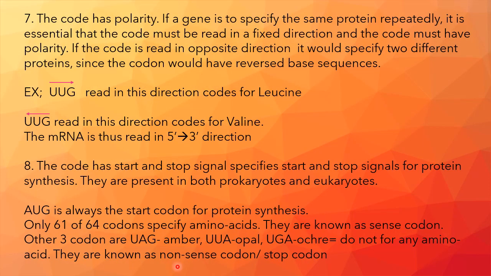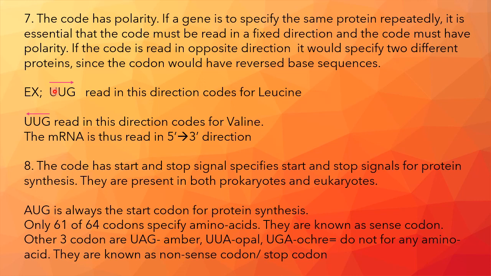Then the next is the code has polarity. If a gene is to specify the same protein repeatedly, then it is essential that the code must be read in a fixed direction and the code must have polarity. That means reading the gene in a proper direction is very important if that same gene has to specify the same protein all the time.